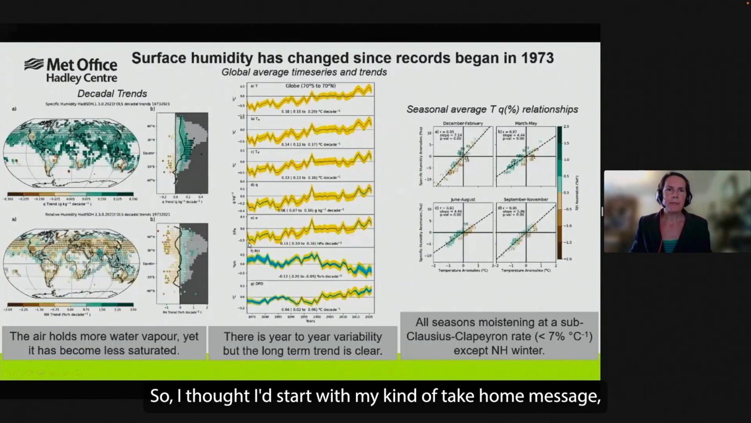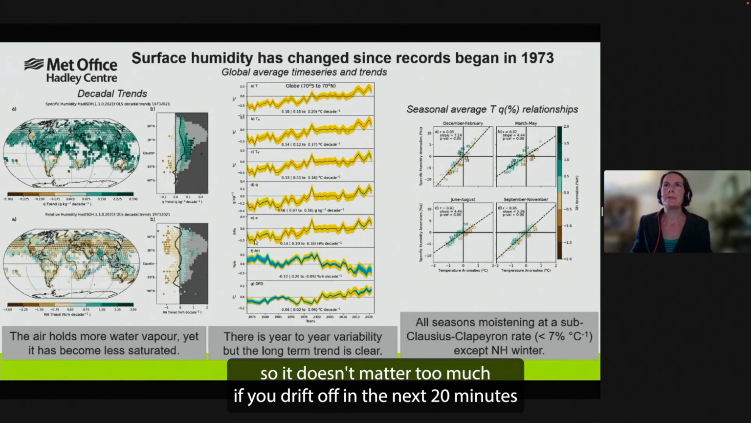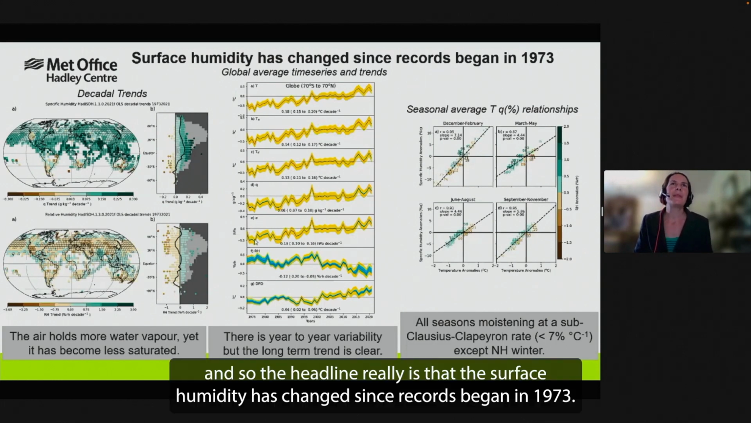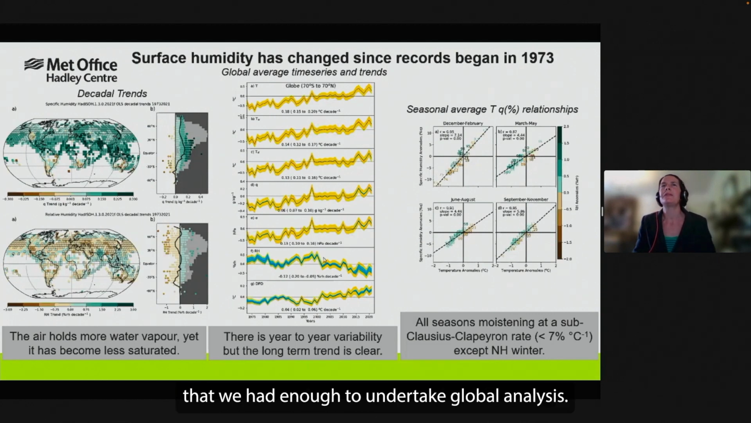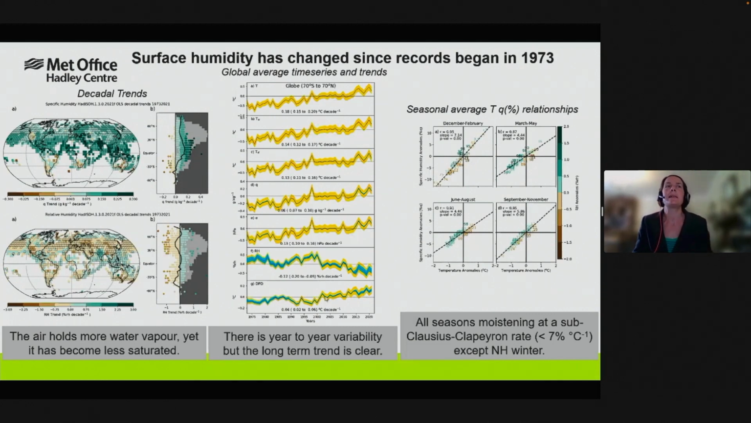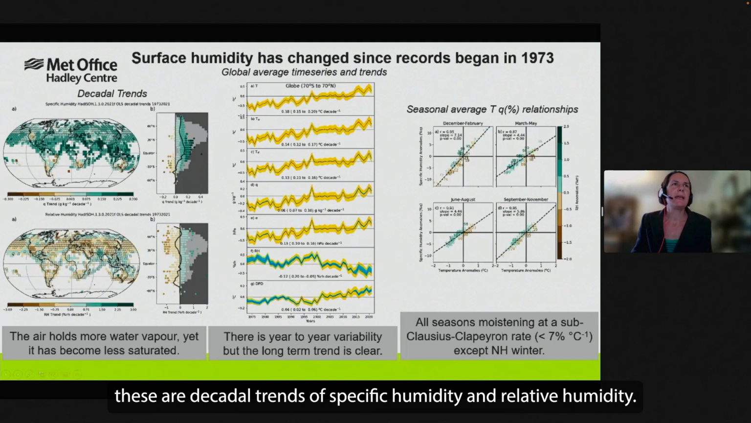So I thought I'd start with my take-home message, so it doesn't matter too much if you drift off in the next 20 minutes. The headline really is that surface humidity has changed since records began in 1973. And of course, we had data before 1973, but it's really only at that point that we had enough to undertake a global analysis. So if we start over here on the left, these are decadal trends of specific humidity and relative humidity.